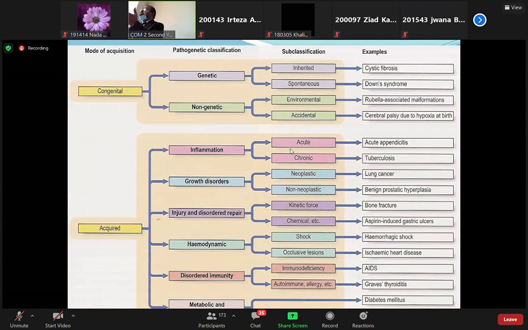Neoplastic means tumor. Don't call it cancer. It's neoplastic, meaning new abnormal growth, as we were discussing there.